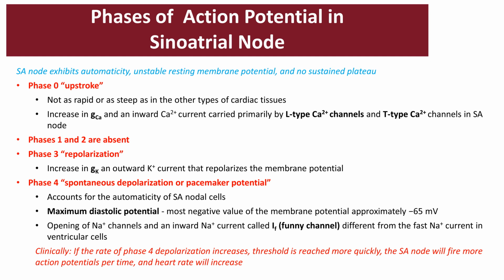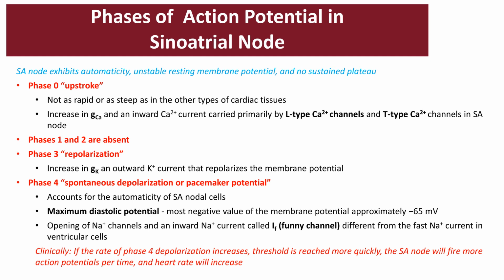It jumps directly to phase 3, where it will begin the repolarization, in which the GK, or the outward efflux of potassium, begins to take over and repolarize the membrane. Phase 4 is what we call the spontaneous depolarization, or the pacemaker potential. This is what accounts for the automaticity of SA node cells. This is the opening of sodium channels and an inward flux of sodium current, what we call the funny channel, also known as the I subscript F. This is different than the fast sodium current channels in the other cardiac cell types.